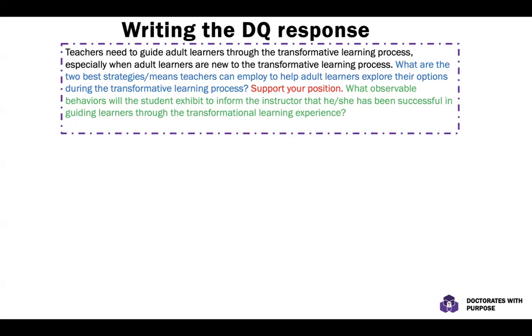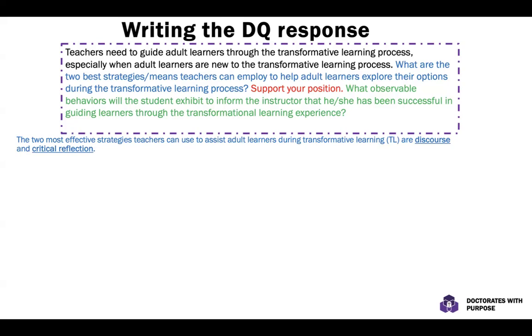So what this learner does, and this learner does this very consistently, is take their dissertation topic and work it into their DQ responses all of the time. And I think this is a fabulous idea. What I thought was really interesting is that this learner starts off actually answering the question, turning that blue one into the topic sentence. The 2 most effective strategies teachers can use to assist adult learners during transformative learning are discourse and critical reflection.